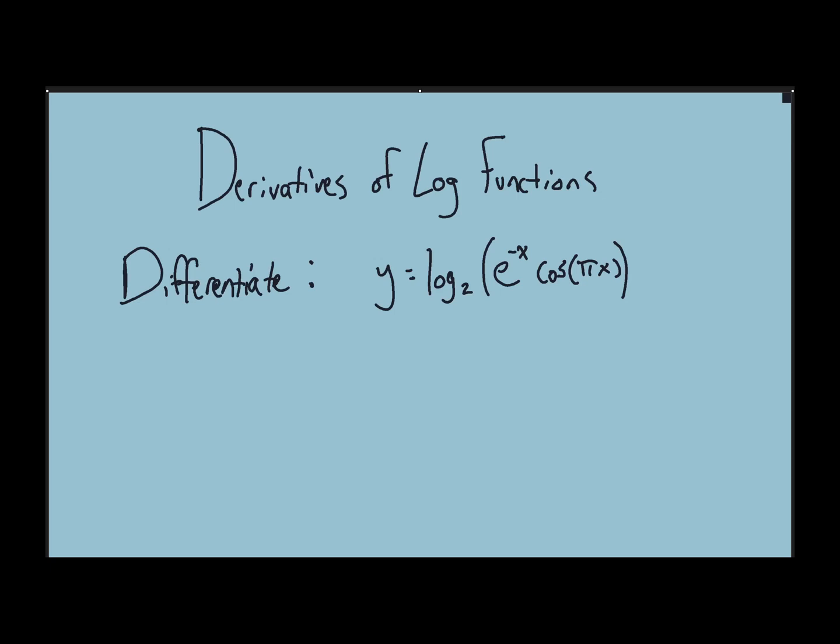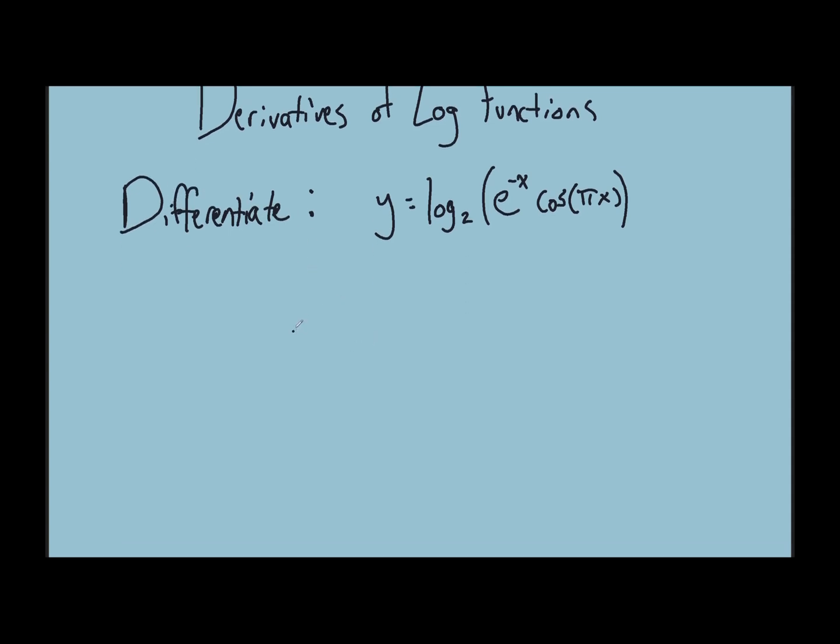Once again, we're asked to differentiate a log function. And remember, the first rule as we're getting into this is if we have a log base like this, we want to rewrite it as natural logs. So if we're going to take a derivative here, I'm going to say this is the same as saying natural log of e to the negative x cosine of pi x divided by the natural log of 2.